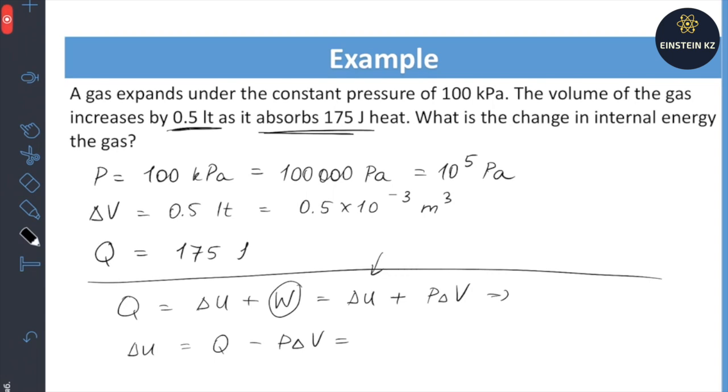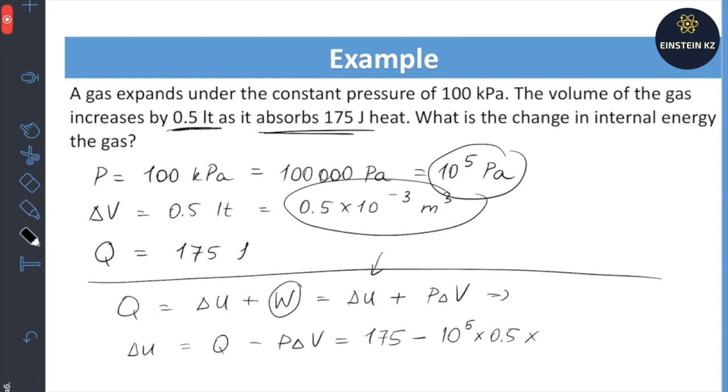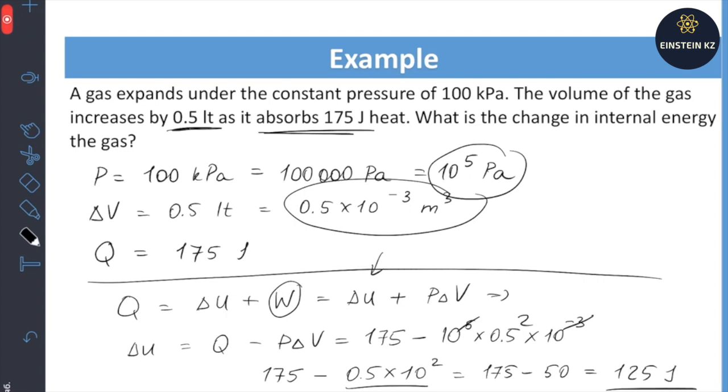So we will have 175 minus P, which is equal to 10 to the power of 5, times our volume, which is equal to 0.5 times 10 to the power of minus 3. So minus 3 and 5 cancel out as 2. So we will have 175 minus 0.5 times 10 to the power of 2. So from here we will have 50. So 175 minus 50 will be equal to 125 joules. Okay, so this is our change in internal energy.